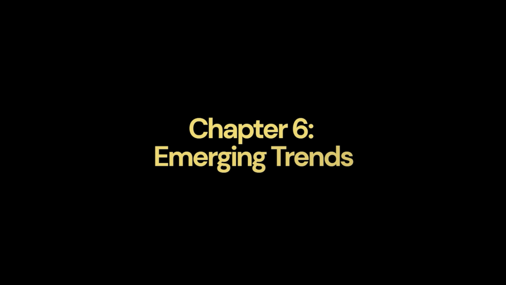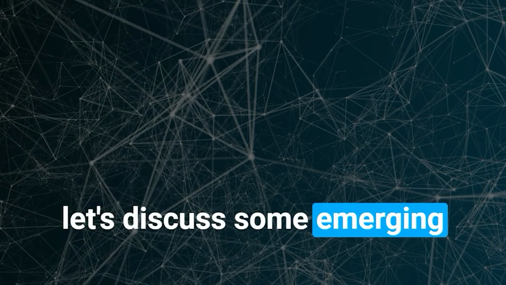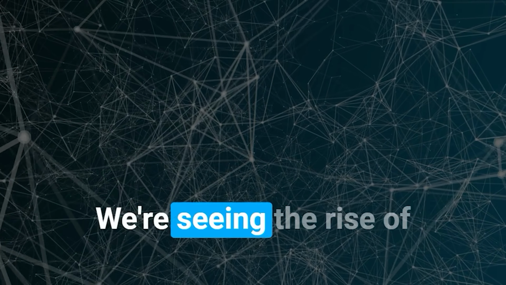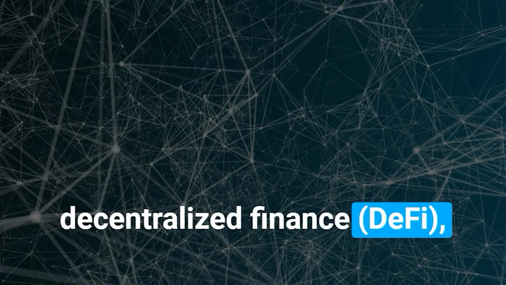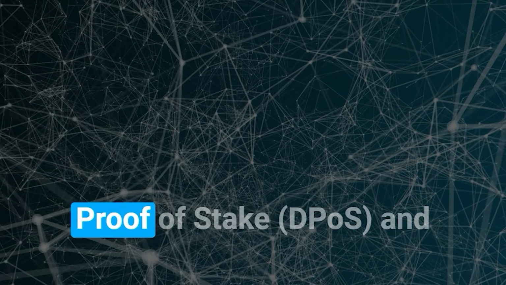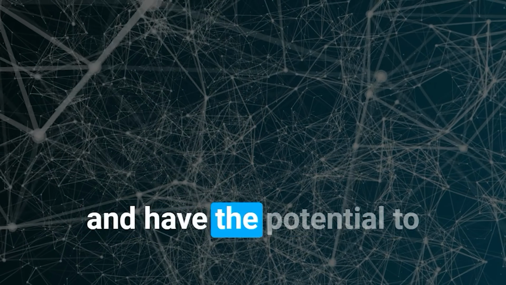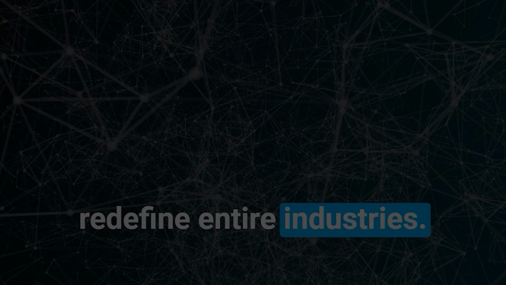Chapter 6: Emerging trends. As we look to the horizon, let's discuss some emerging trends in the blockchain space. We're seeing the rise of decentralized finance, non-fungible tokens, and innovative consensus mechanisms like delegated proof of stake and proof of authority. These developments are shaping the landscape and have the potential to redefine entire industries.